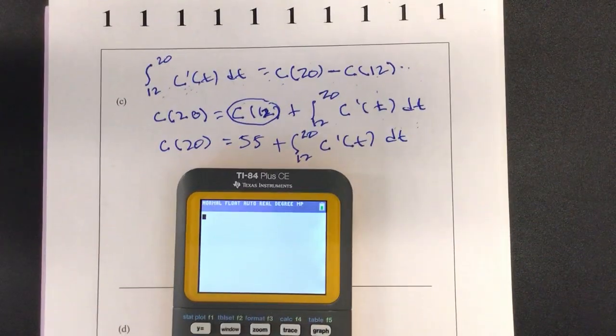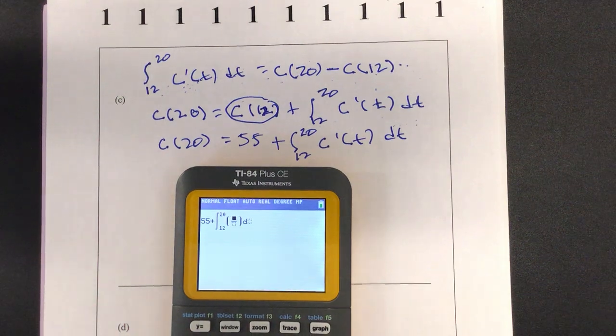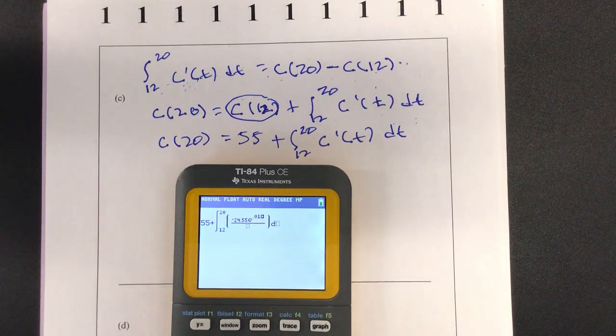We're starting with 55. How do I get to the integral on the calc? Math, what? Math 9. And you pretty much mimic exactly what you have on your paper. And then we have our function. Okay, let's type in our function given. So it says our C prime of t was negative 24.55 times e to the power of 0.01x. On the bottom we have x and dx.